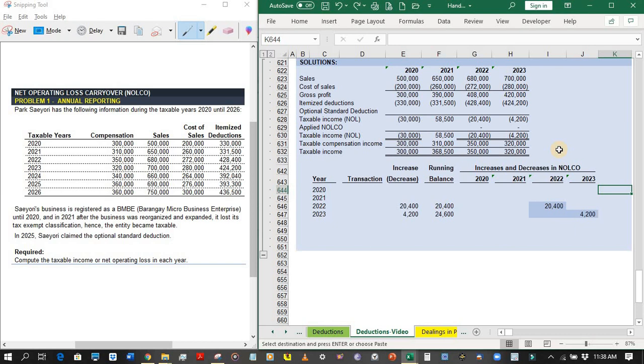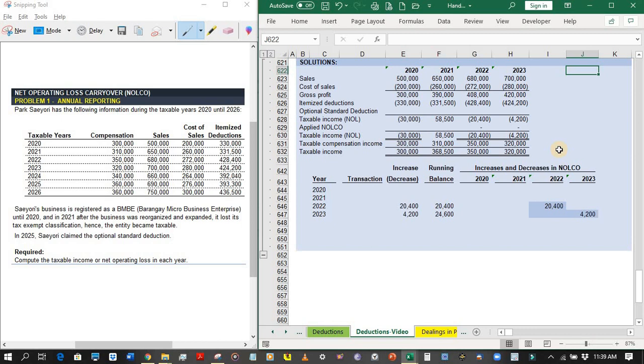And by the time that we will apply the NOLCO, it will be on a FIFO basis, which means that between 20,400 and 4,200, we will first apply the 20,400 because this amount is incurred first in 2022 compared to 4,200.